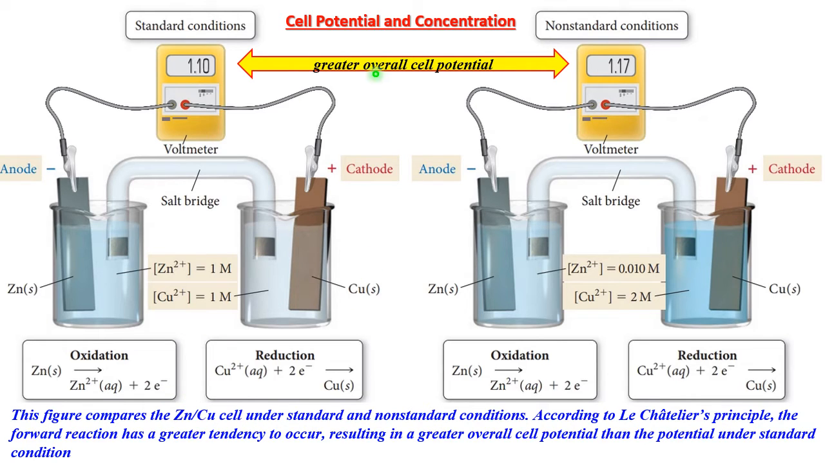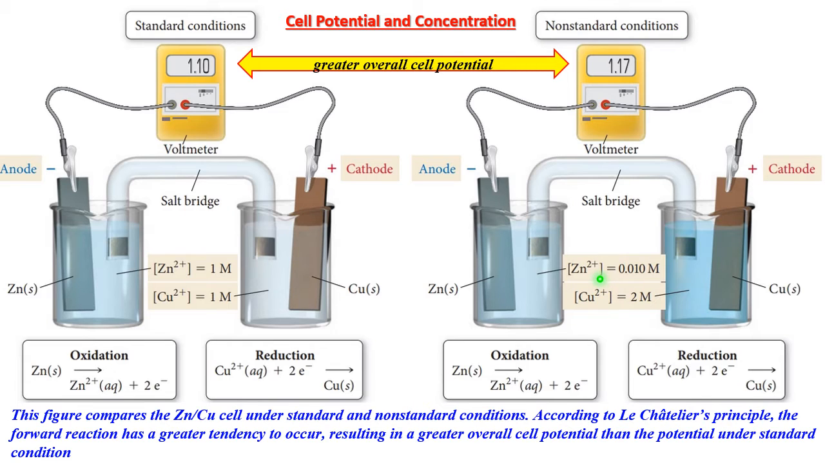Now, how is cell potential related to concentration? If we have standard conditions on the left side, all concentrations should be 1 molar. So in our cell you have 1 molar zinc 2 plus and 1 molar Cu 2 plus. Then you can measure the voltage of this standard cell. What will happen if we change conditions to non-standard?